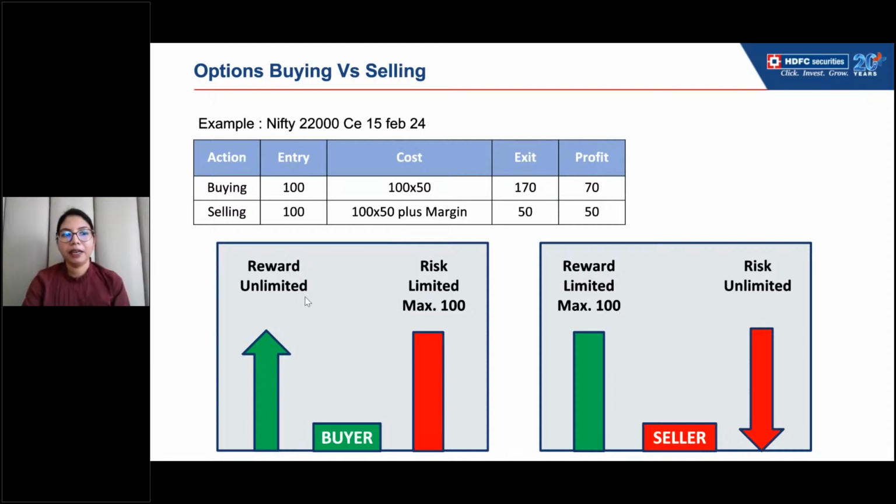What did we compare? That for a buyer, your reward is unlimited, right? Because this 100 can become 1000 or 10,000 as well, and your risk is limited maximum to 100. But if you are a seller, your reward is limited maximum to 100, because this 100 can maximum go to 0. It will not go below 0. But your loss is unlimited, your risk is unlimited, because this 100 can become 1000, 10,000, anything. In that case, you will be losing a lot of money. So this is the basic idea of what is option buying and what is option selling.